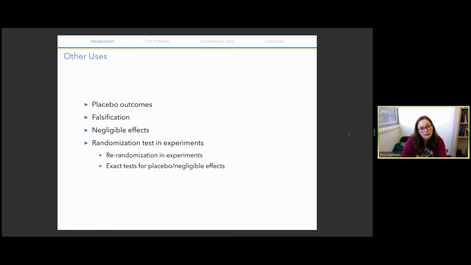And you can also use these tests in randomization tests when you conduct an experiment. So if you're doing re-randomization, this is a good measure. It's certainly not testing your unconfoundedness, because by design that will be true, but it's a nice metric for measuring balance. But if you conduct an experiment and you want to measure an outcome where your theory posits that the treatment should have no effect on that outcome, you can use randomization tests to conduct exact tests for these placebo or negligible effects on an outcome.